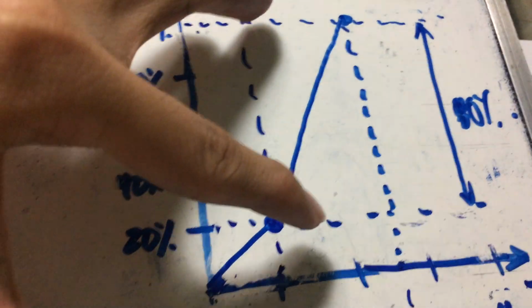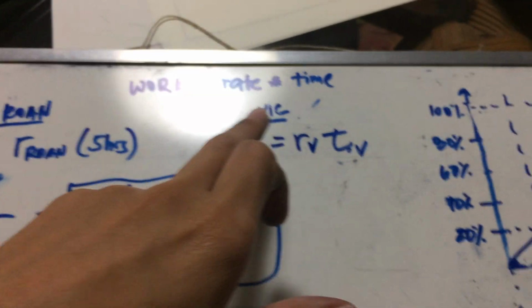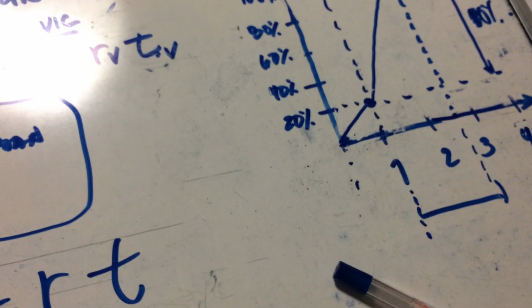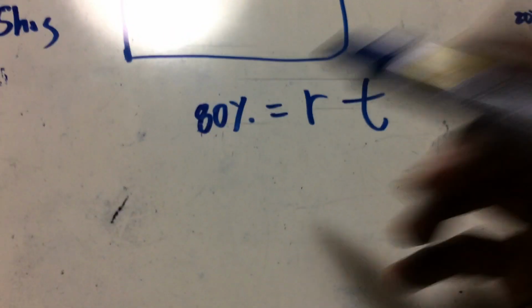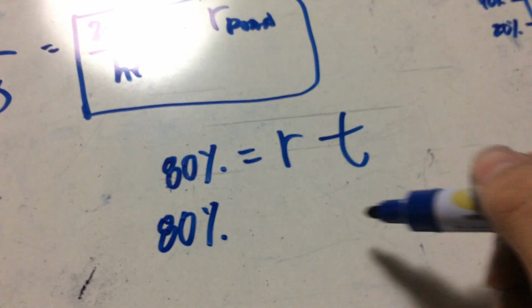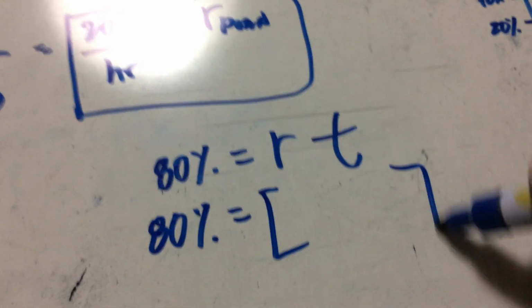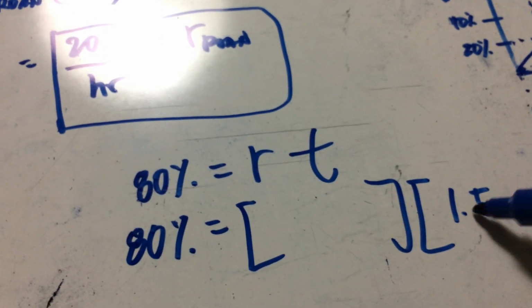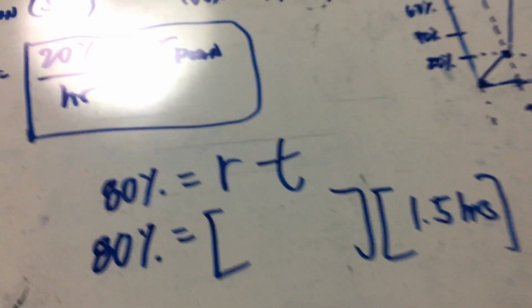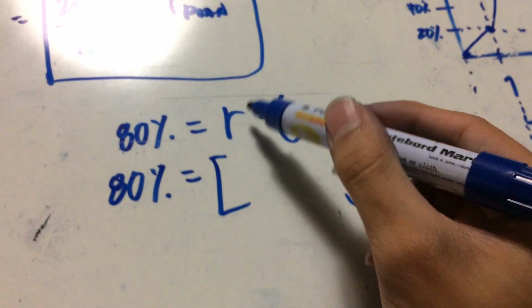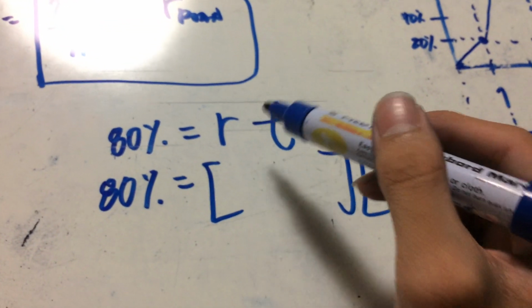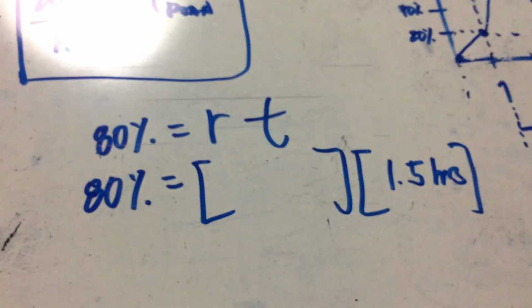The 80% was worked by Ron and Vic at the same time, which is 1.5 more hours. In 1.5 hours, they have completed 80%. Okay? So 80% equals their rate times 1.5 hours. The rates must be combined because they are helping together.